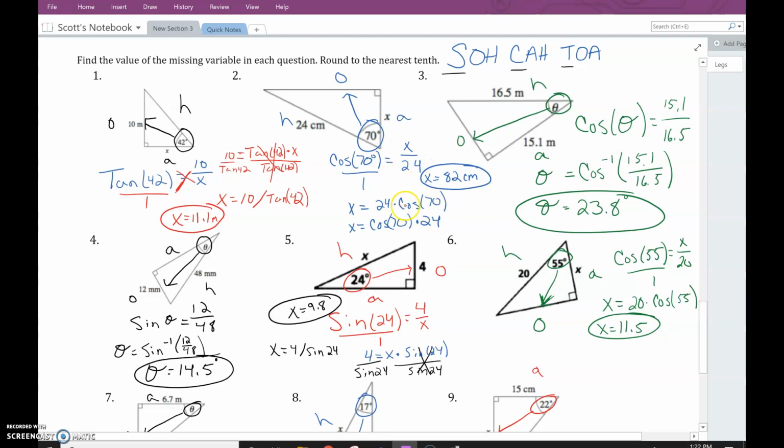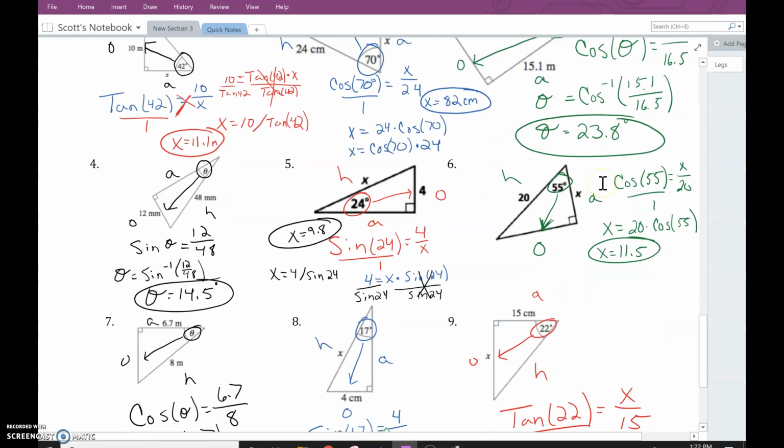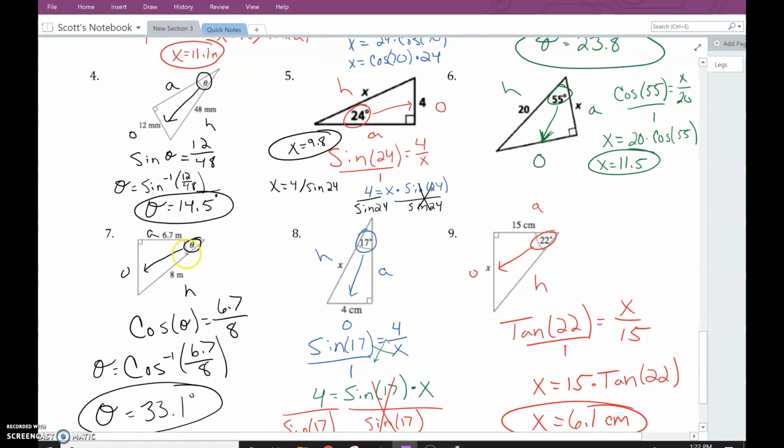With this one, x is in the numerator, so you end up multiplying. Here, your variable is the angle, so you use the inverse. Denominator, I'm going to end up dividing. Numerator, I multiply. So this one looks a lot like this one up here, and this one looks like this one. Down here, same thing happens. Angle, inverse. Denominator, divide. Numerator, multiply.